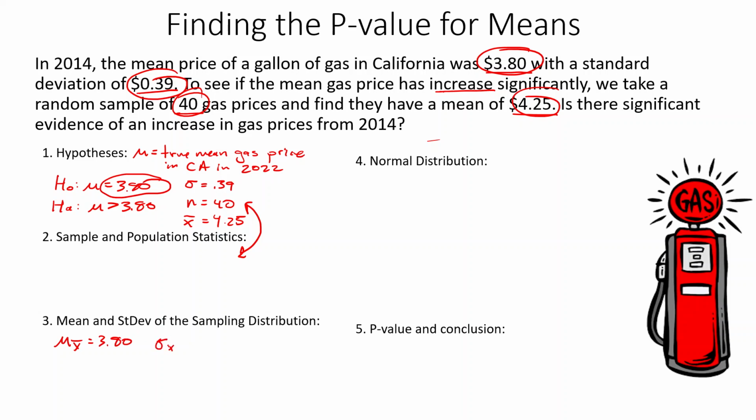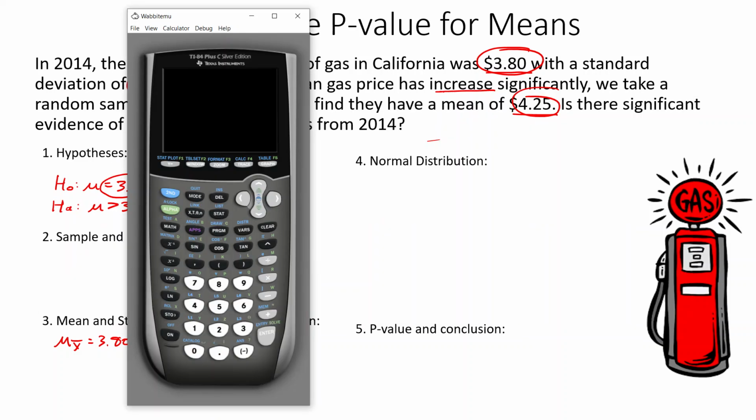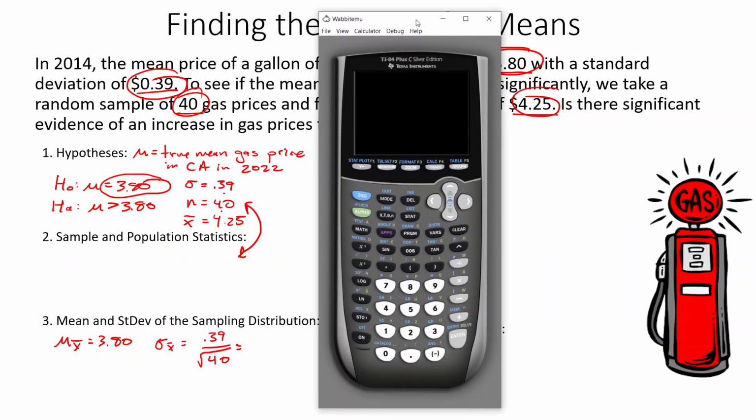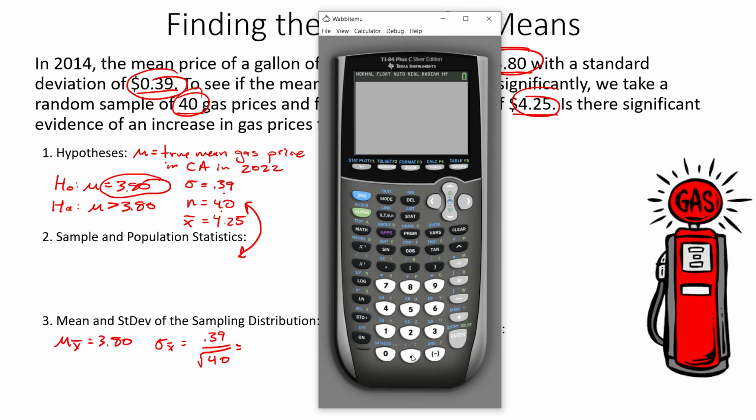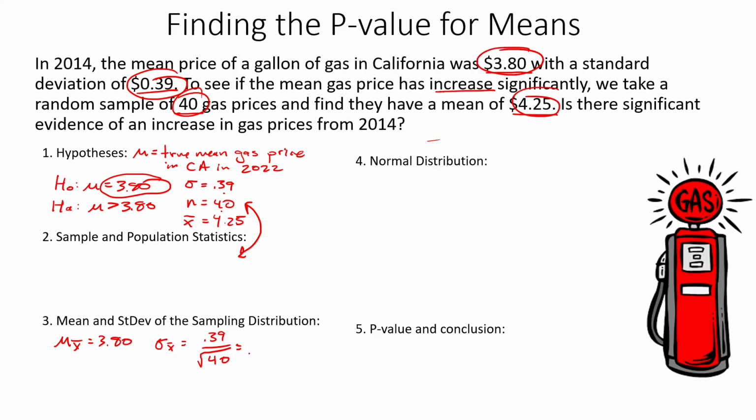The standard deviation of the sampling distribution is the standard deviation here, 0.39, divided by the square root of our sample size, which is 40 here. And we're going to need to work that out. So we'll pull up our calculator here. So 0.39 divided by the square root of 40 gives us 0.0616. We do want to keep a few decimal places there if we can.